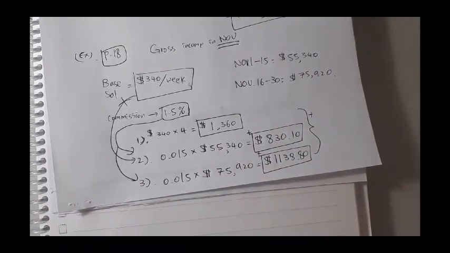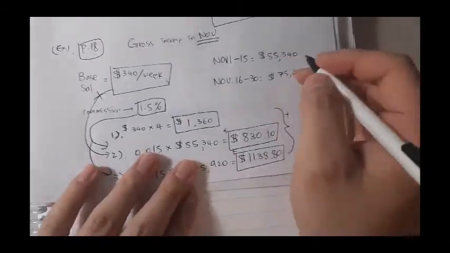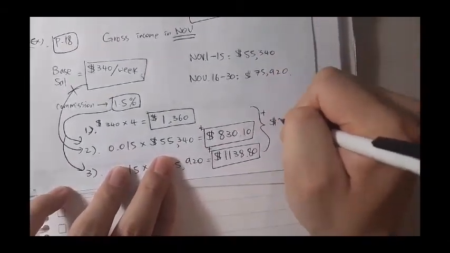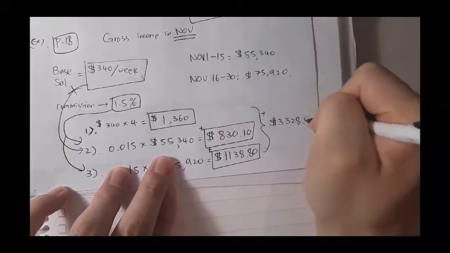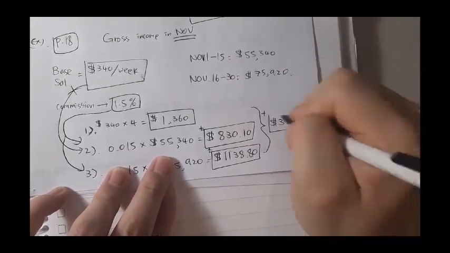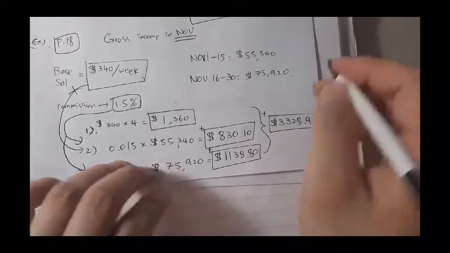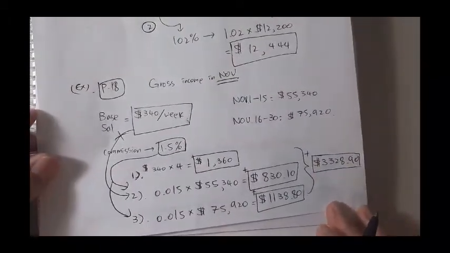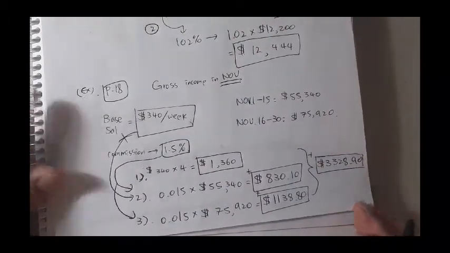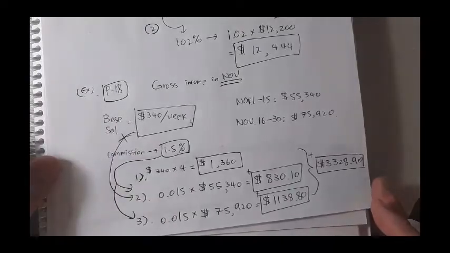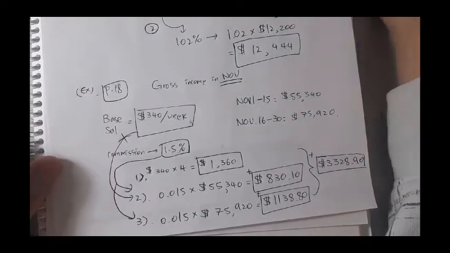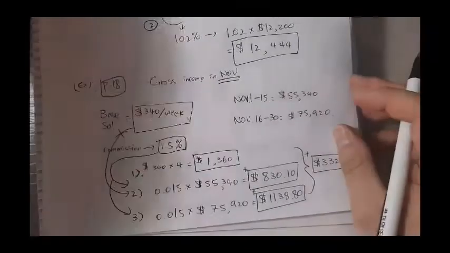So 1,360 plus 830.10 plus 1,138.80 gives me 3,328.90. And that is how much gross income Sabina earned in the month of November. That's what you can do. Let's do one more.